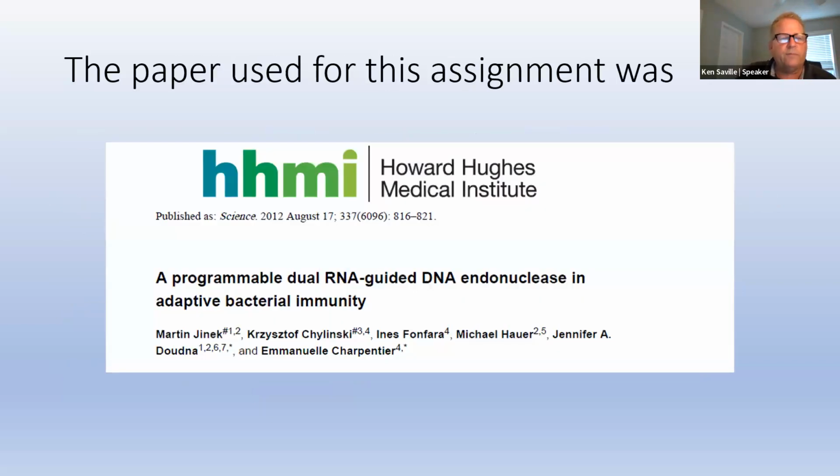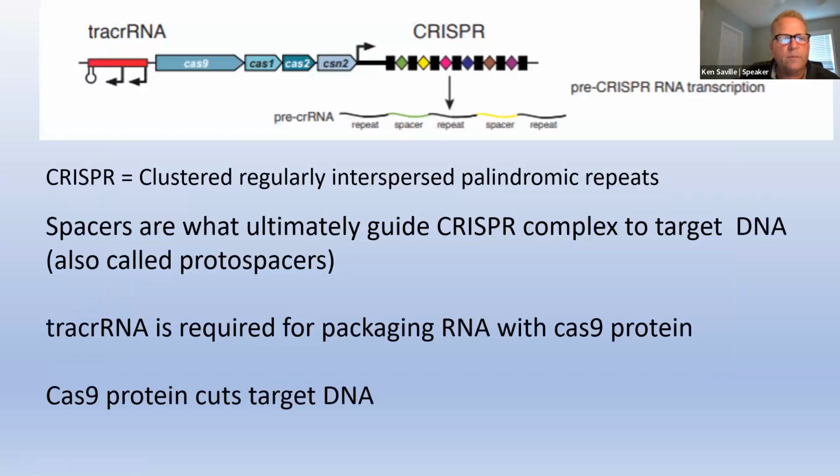And so this is the paper. And it's called Programmable Dual-RNA-Guided DNA Endonuclease, which is what I like about this paper, other than it's one of the most important papers ever, is just the title is really descriptive of what they had. So the idea that it's programmable, that there's 2 RNAs involved, it's a DNA endonuclease. I like descriptive titles like that.